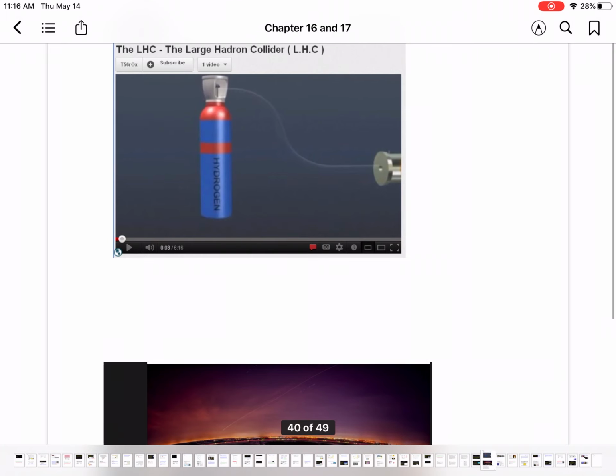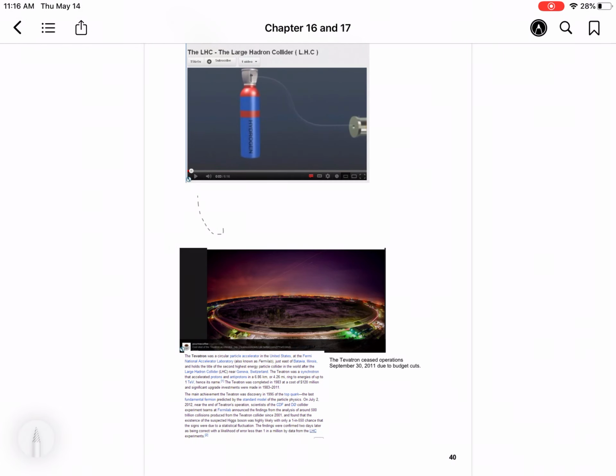All right, this video, watch it. It's super interesting. It tells you how the Large Hadron Collider works, how they accelerate things, how fast they get going, and how when they get close to the speed of light, things get heavier instead of faster. It's awesome.